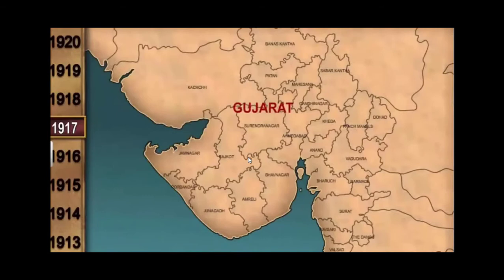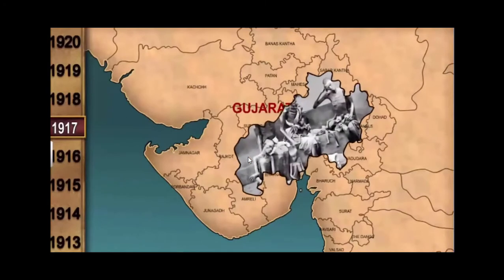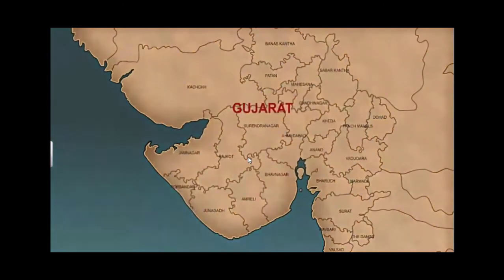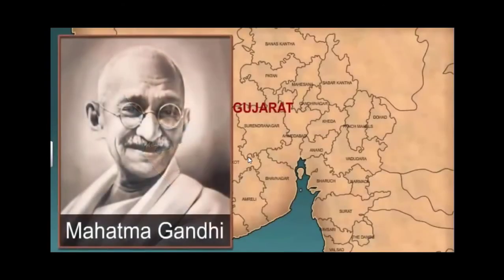In 1917, he visited Kheda in Gujarat. There was a crop failure and plague epidemic. The peasants of Kheda could not pay the revenue and were demanding that revenue collection be relaxed. Mahatma Gandhi, along with Sardar Vallabhbhai Patel, garnered mass support and organized a Satyagraha movement against the tax burden.